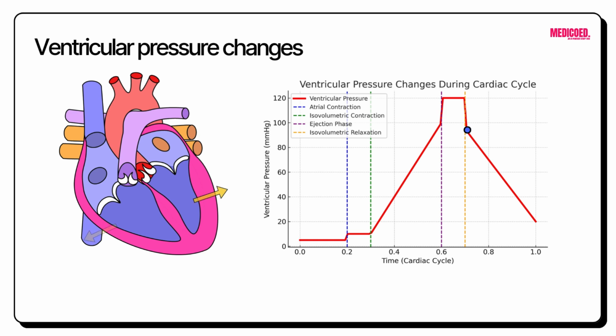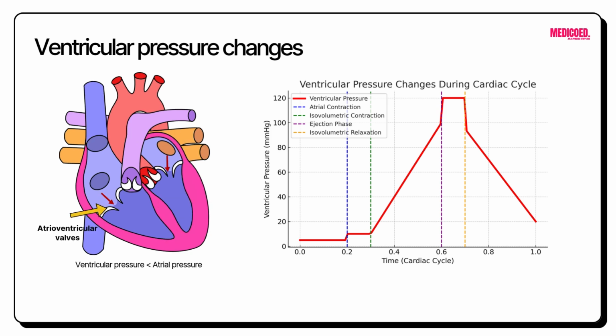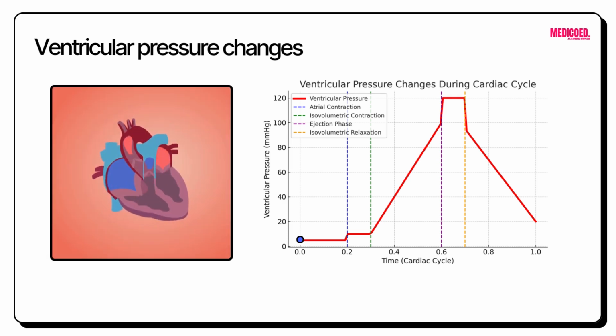After ejection, the ventricles relax in the isovolumetric relaxation phase. All valves are briefly closed and ventricular pressure rapidly falls. The graph shows a steep downward slope. Once ventricular pressure drops below atrial pressure, the atrioventricular valves reopen, marking the start of a new cycle. The graph returns to its lowest point, ready to repeat the process. This synchronized cycle of pressure changes ensures continuous blood flow throughout the body.